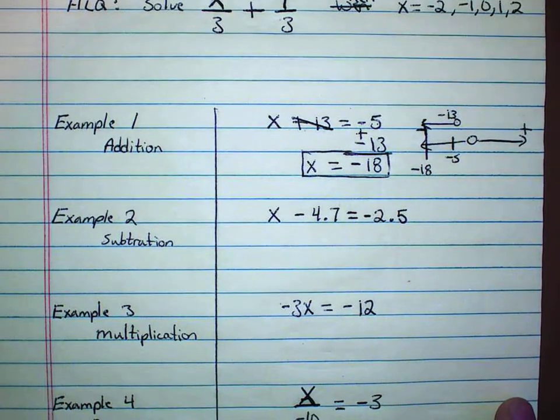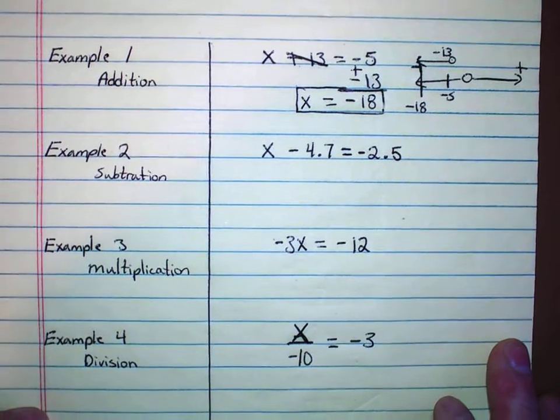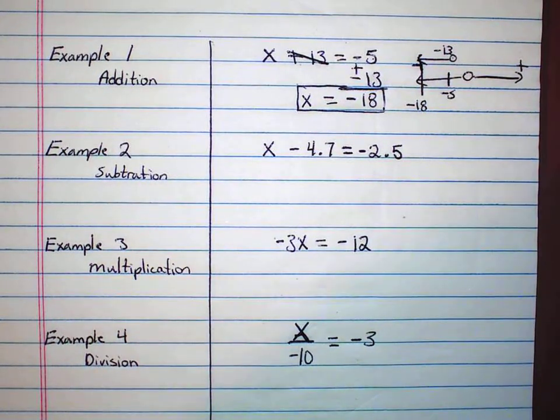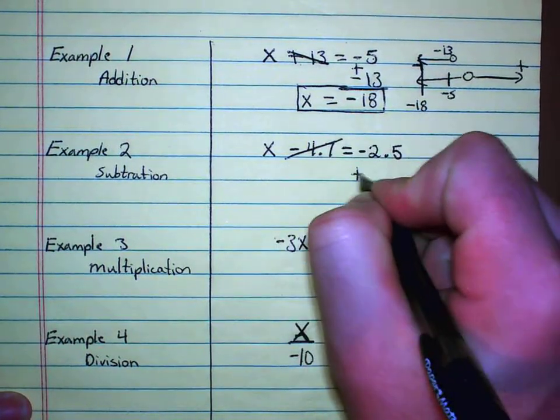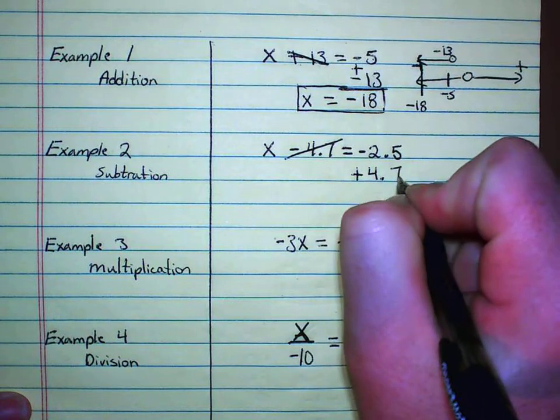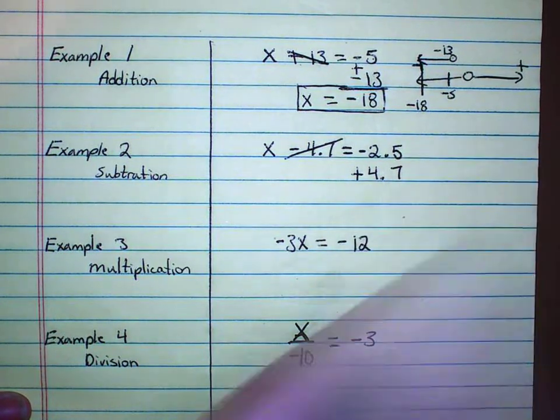Let's move on to a subtraction problem. Okay, so x minus 4.7. We're not going to subtract. We're going to do the opposite. x plus 4.7. Now, this also messes us up.